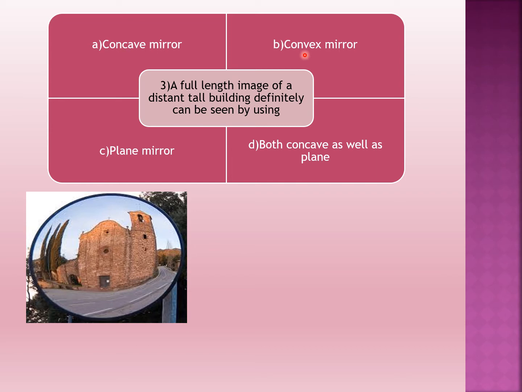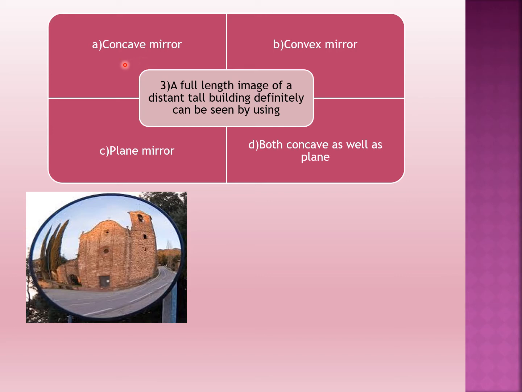Now we have to think. See, concave is bulged inwards. Cave, from cave you remember, it is bulged inwards. But here it appears bulged outwards. So bulged outwards is only a convex mirror. So the answer is going to be convex mirror. But see, now how do we remember, or is there another way?